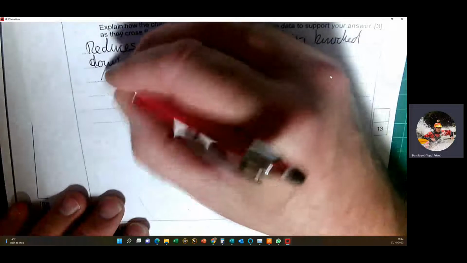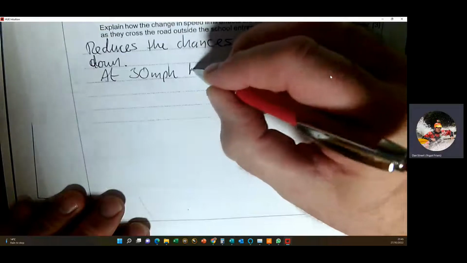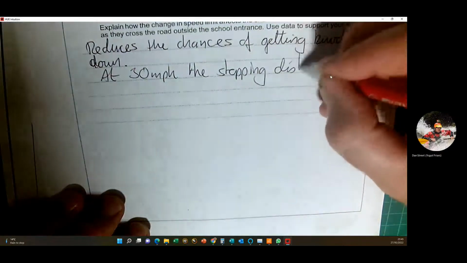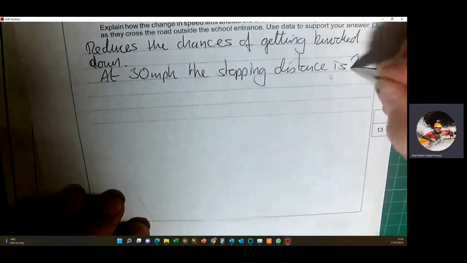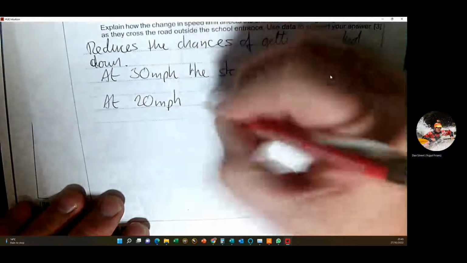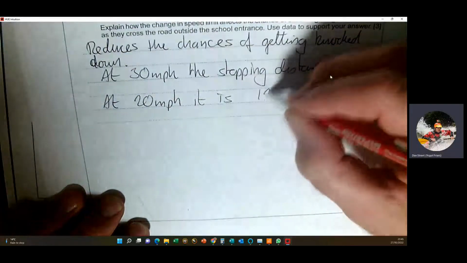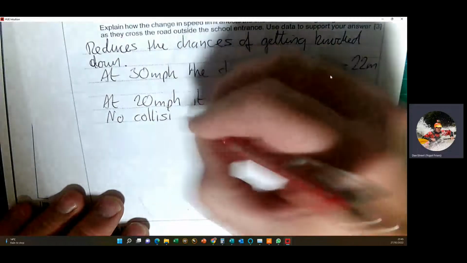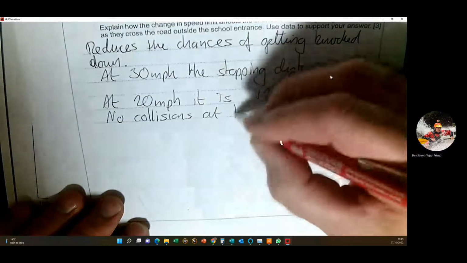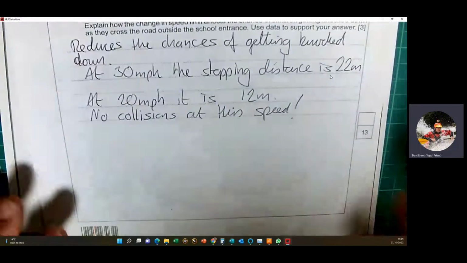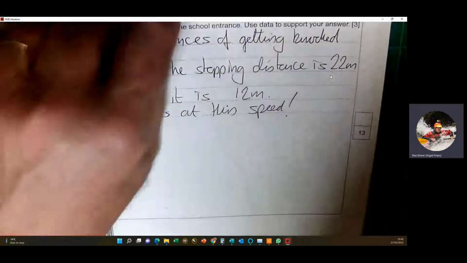So you could say at 30 miles an hour the stopping distance is 22 metres. At 20 miles an hour it is 12 metres. No collisions at this speed. Okay, so that reduction of 10 miles an hour makes the school a great deal safer.